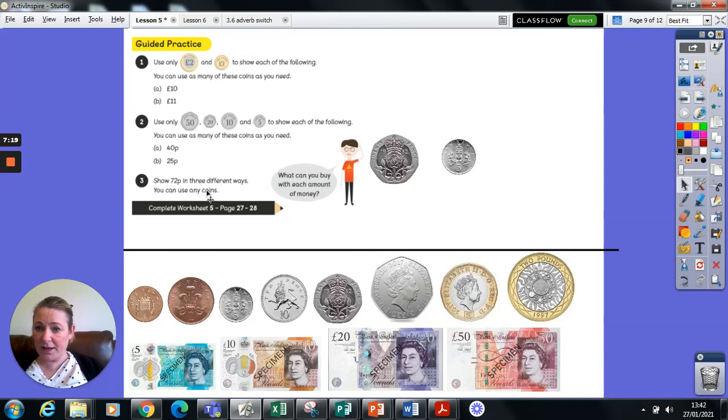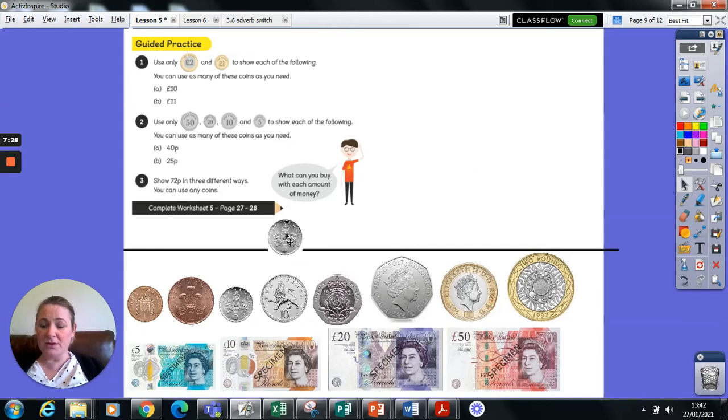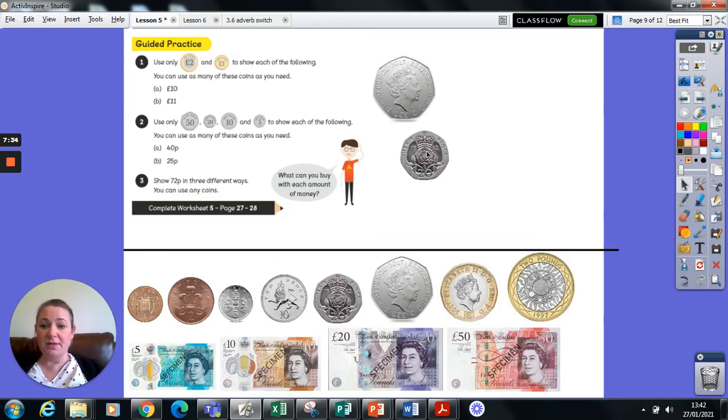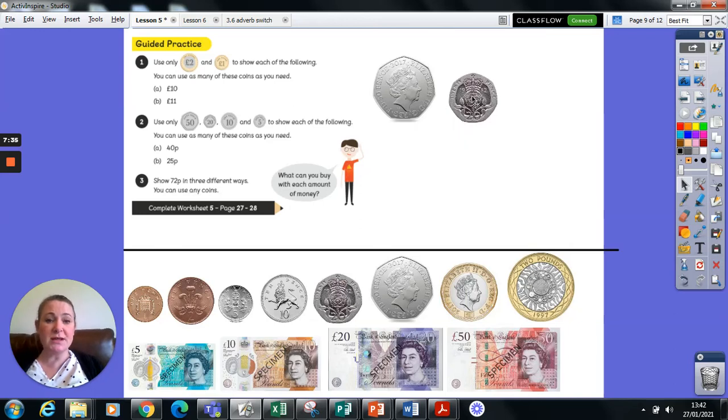3 different ways using any coins now to make 72p. I'll work through a couple of those solutions, but again, you may well have some different ones, and if you're unsure, you can simply post that into your portfolio and we'll take a look at it.